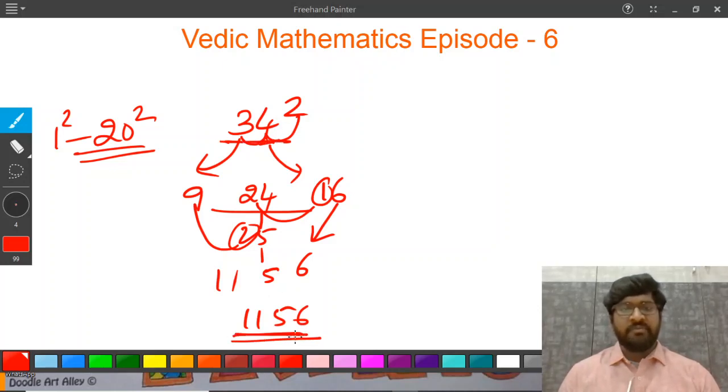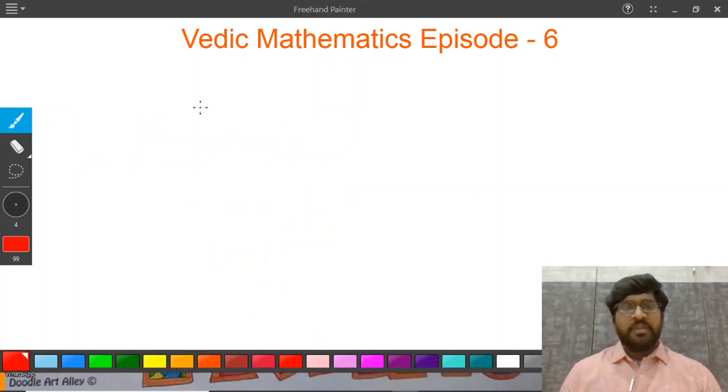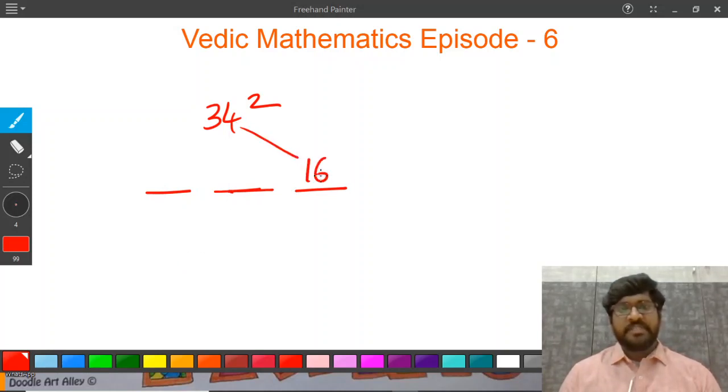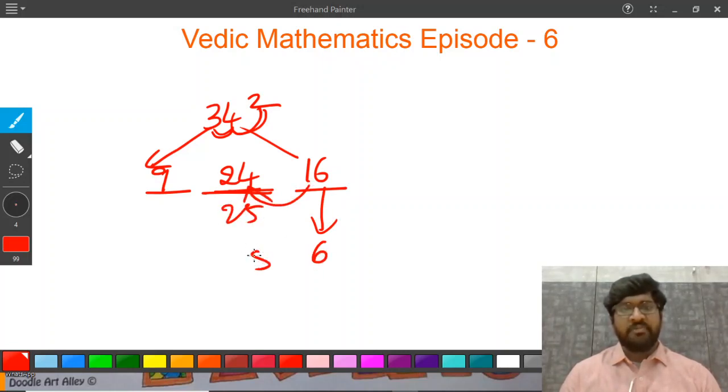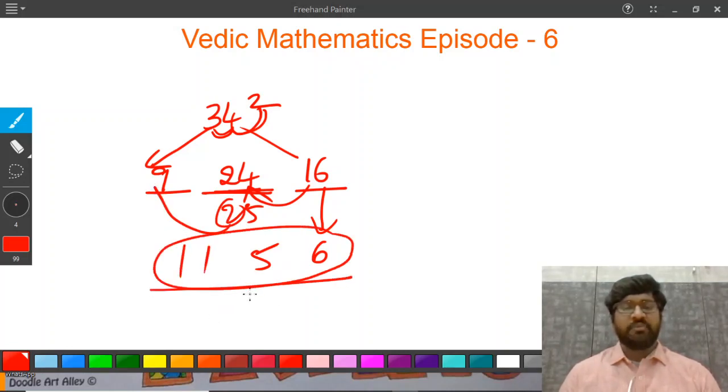34 square is 1156. I repeat what I have done. In finding 34 square, always take 3 places, or 3 boxes. First one 4 square 16, the last one 3 square 9, in between 3 into 4, 12, multiplied by 2, 24. Now here 6 we write in the units place, this one carry, so this becomes 25, so we write 5 here, this 2 carry we add here, so the answer is 1156, which is 34 square.